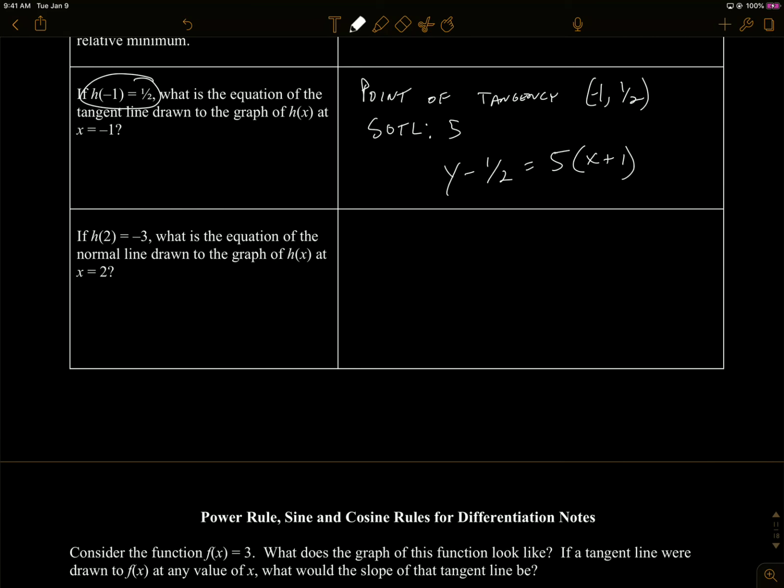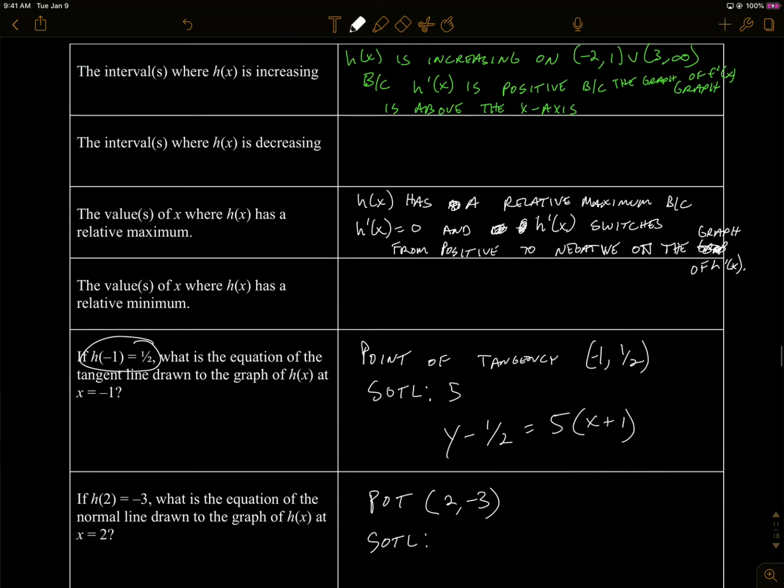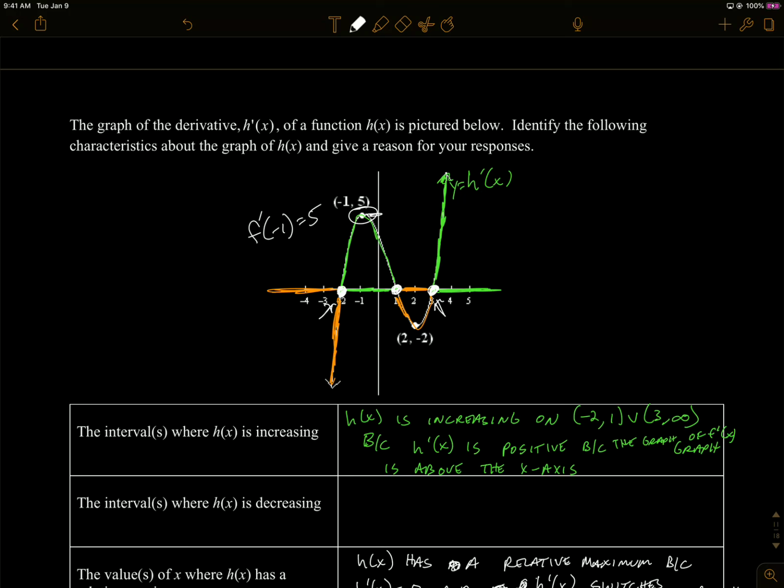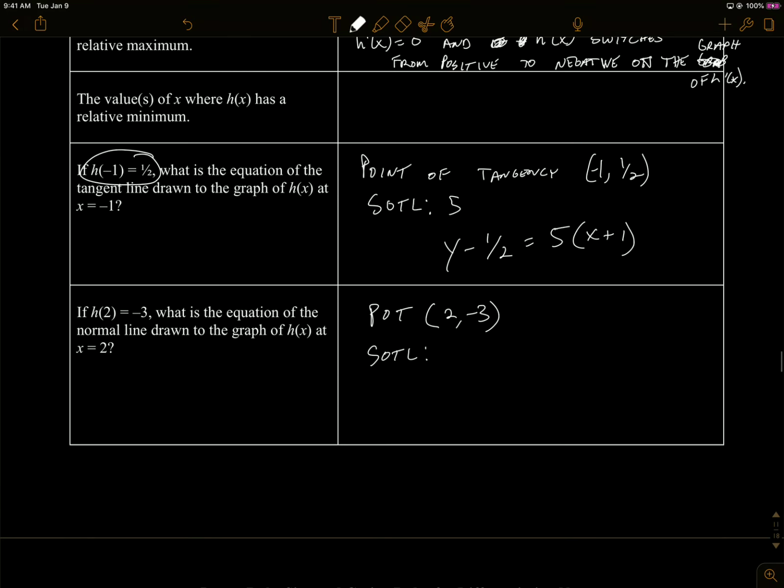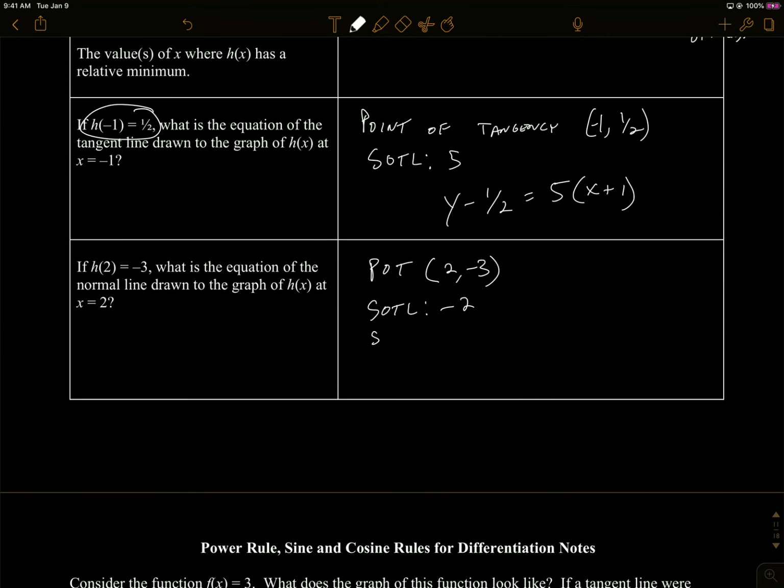If h of 2 equals -3, so my point of tangency is going to be 2, -3. Write the equation of the normal line. So I know the slope of the tangent line. If I go to 2 on this graph, the y value at 2 is -2. So the slope of the tangent line is -2. So the slope of the normal line is the opposite reciprocal, which is 1/2. So the equation of the normal line is going to be y plus 3 equals 1/2 times x minus 2.